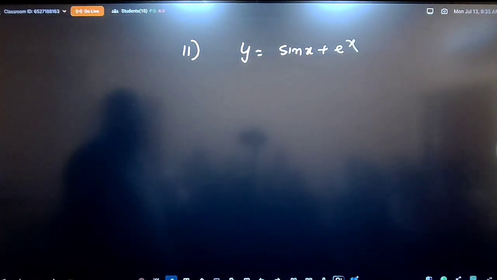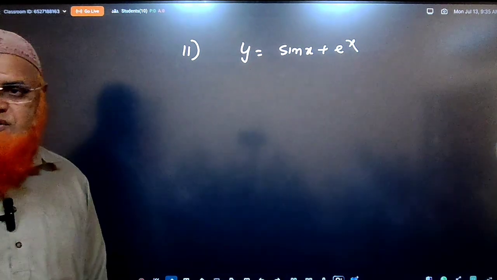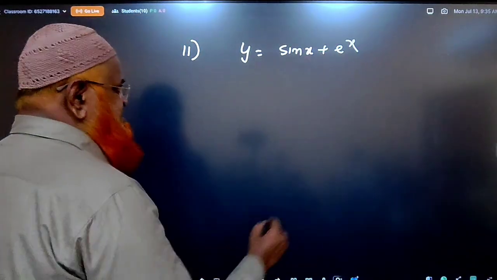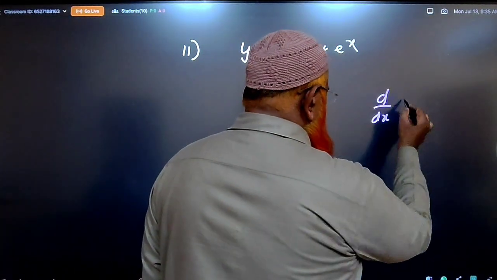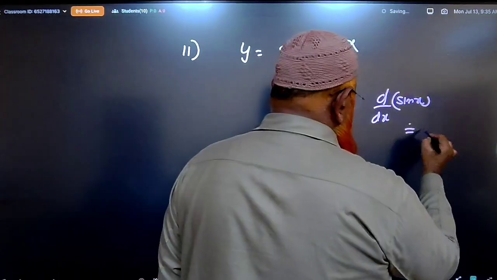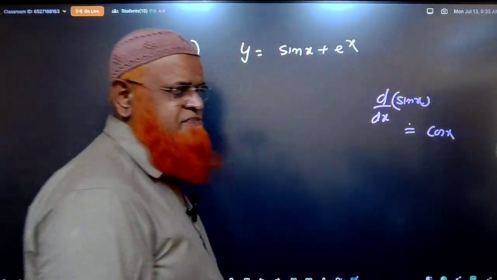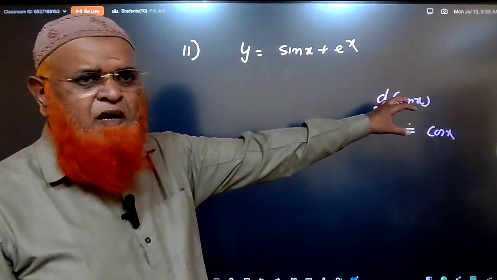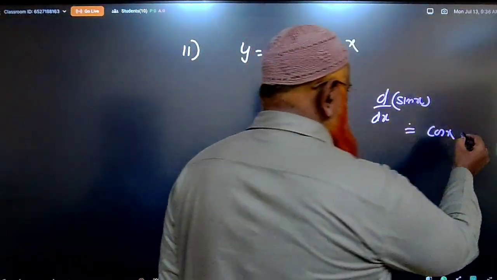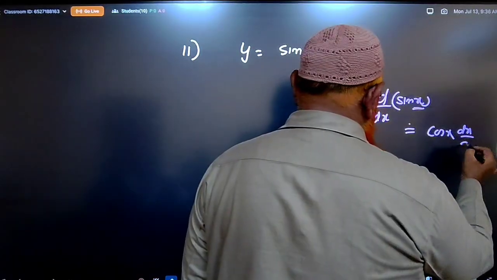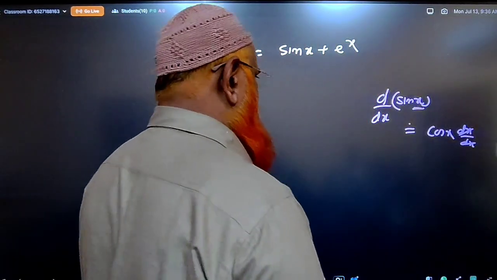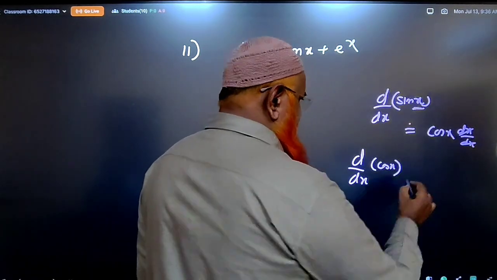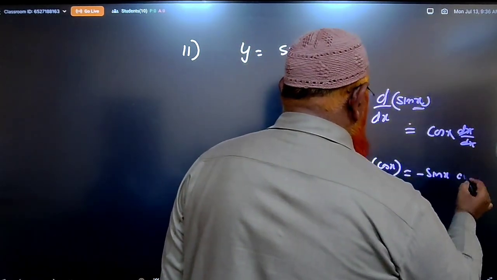Now how will you solve this type of trigonometric and exponential forms differentiation? For that you need to remember some very important formulas. See here, d by dx of sin x is going to be cos x. Here also you have to do the problem in 2 layers. First you differentiate the trigonometric function and then you differentiate the variable also, dx by dx is going to be 1. Then d by dx of cos x is going to be minus sin x, that is the formula.